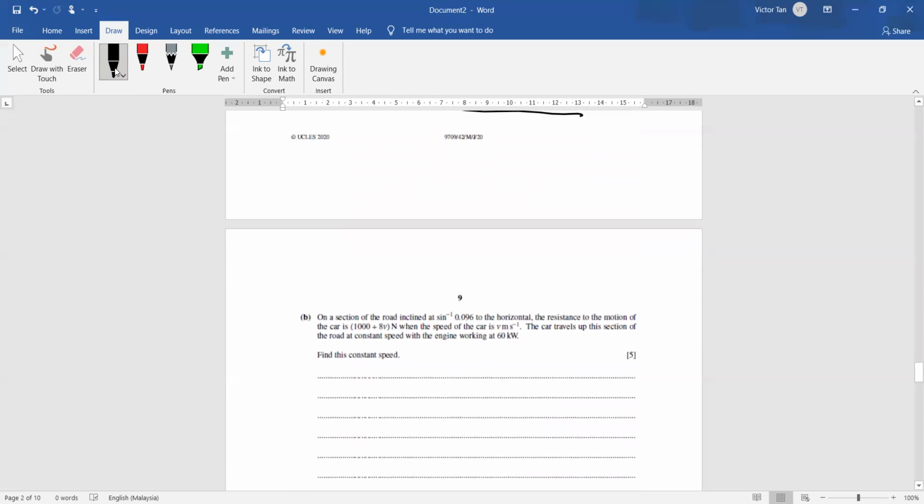Another section of the road is inclined at arc sine 0.096 to the horizontal. The resistance to the motion of the car is 100 plus 8V when the speed of the car is V meters per second. The car travels up this section of the road at constant speed with the engine working at 60 kilowatts. Theta equals arc sine 0.096. Okay.